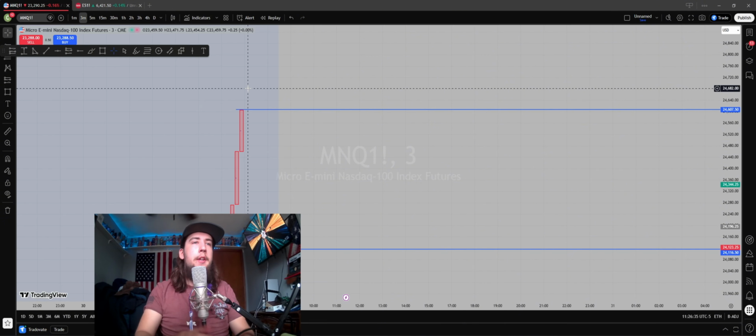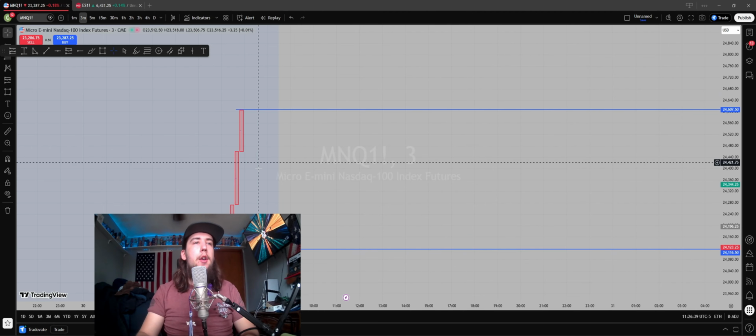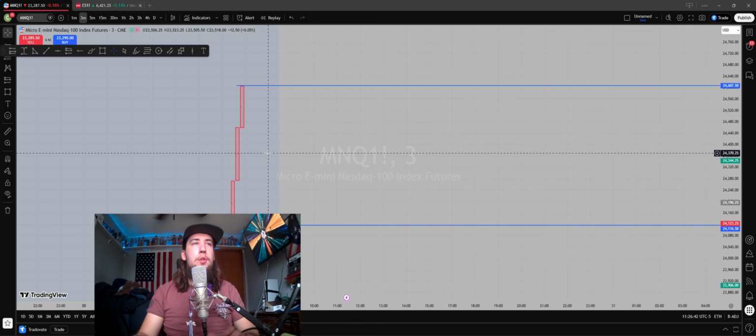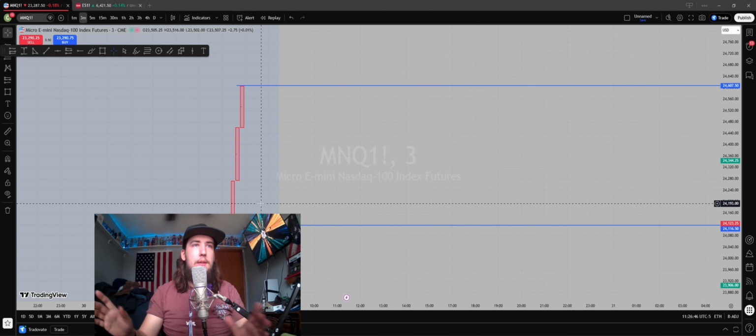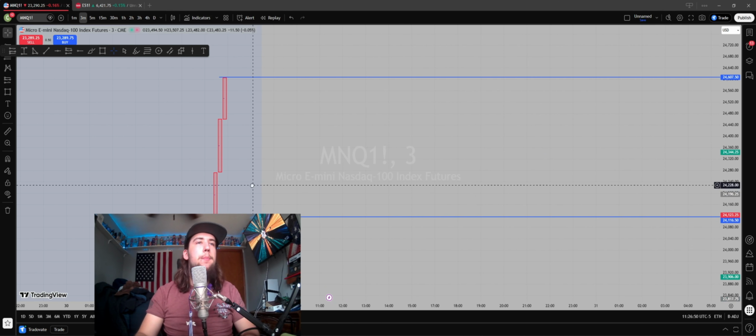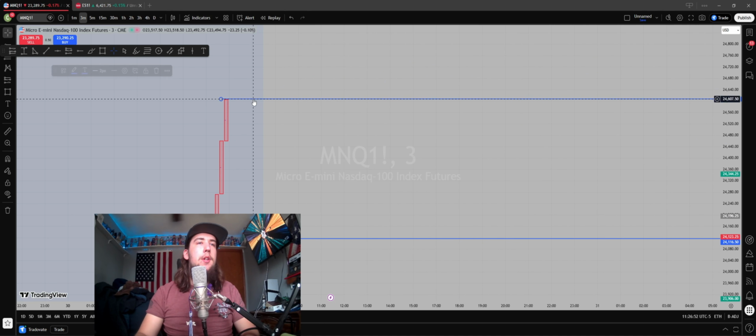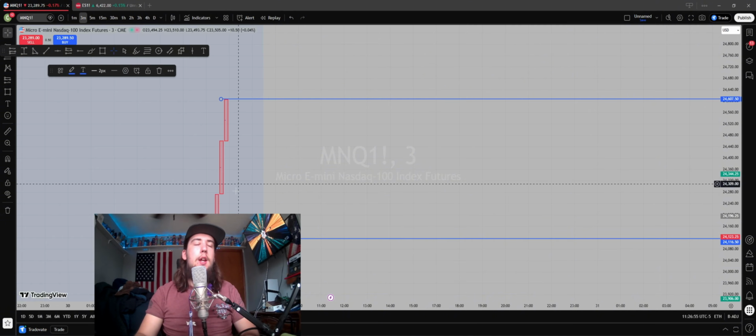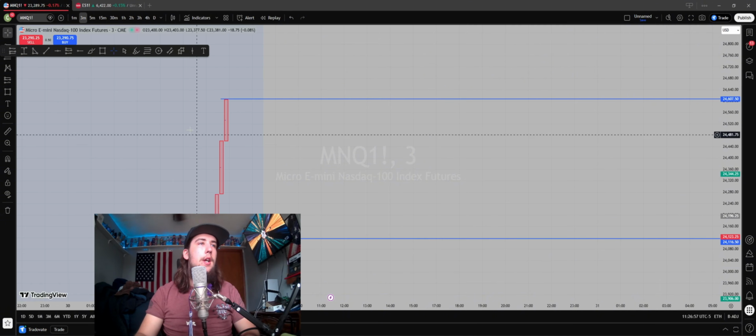This drawing here is a visual interpretation of what I'm trying to explain. If price is going up in a trend, let's say we're going up, disregard the colors, because obviously if it was going up, it'd be green, not red. This top line up here represents liquidity, and so does this bottom line.